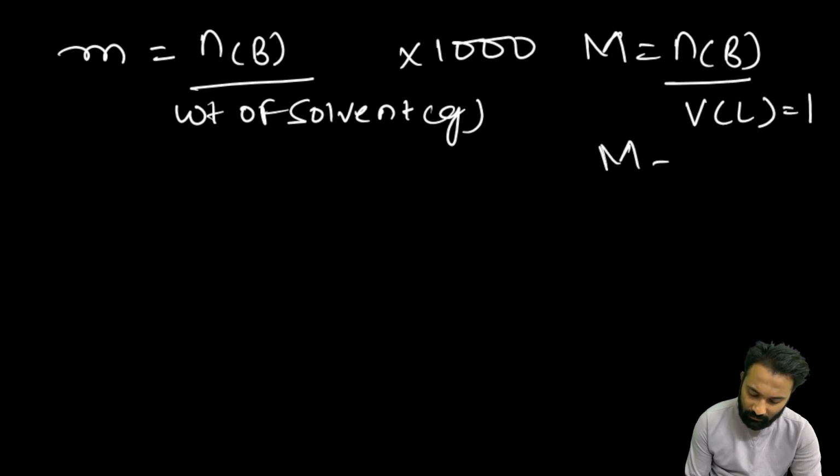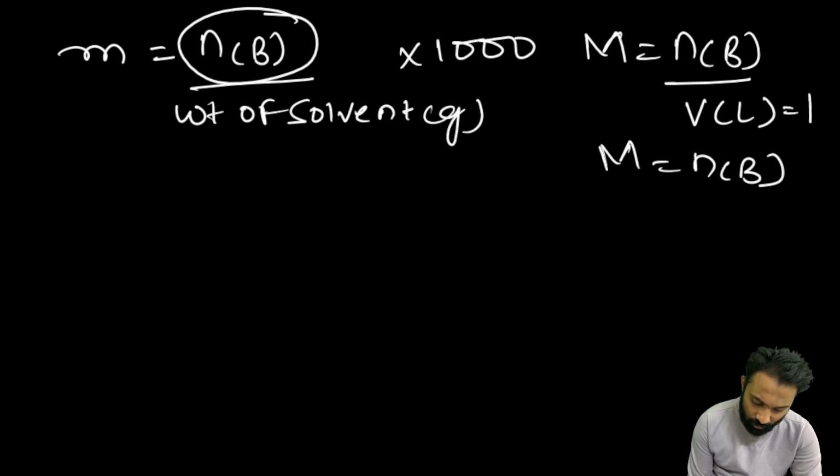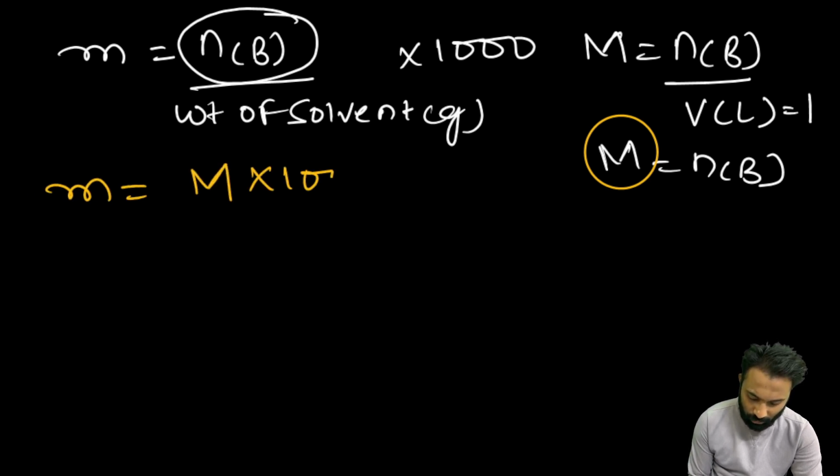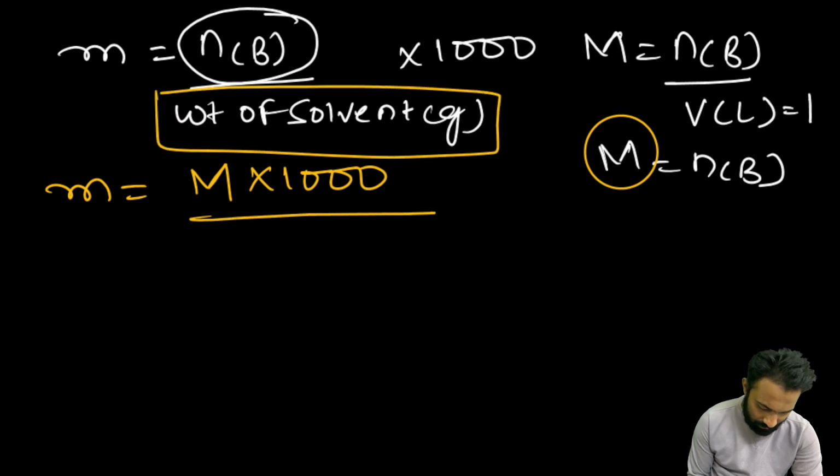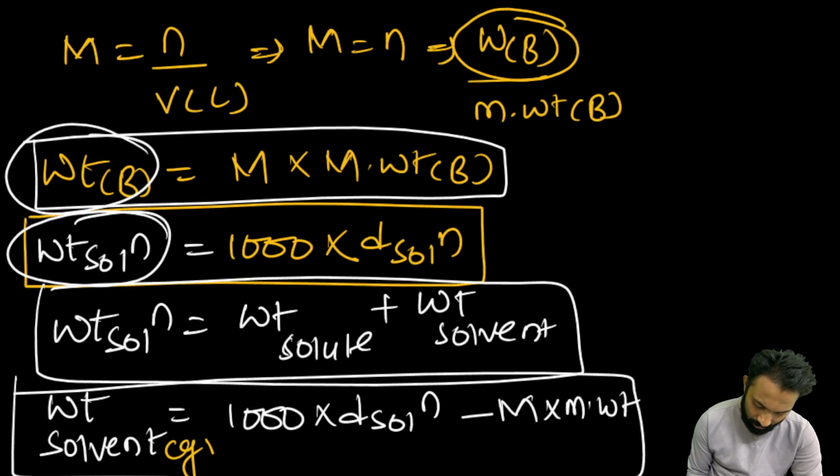Then the molarity will be equal to the number of moles of the solute, right? In the place of the number of moles of the solute, can I substitute the molarity? I can. So molality will be equal to molarity into 1000, divided by the weight of the solvent in gram. What is the weight of the solvent in gram? It is equal to 1000 into density of the solution minus molarity into molecular weight.